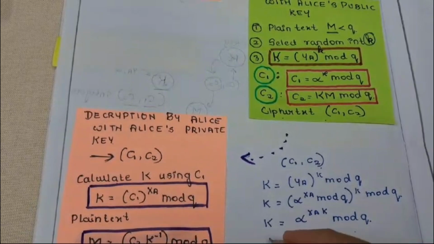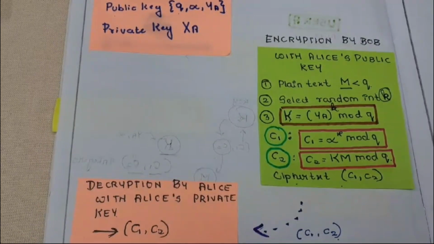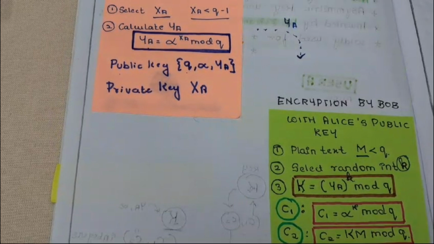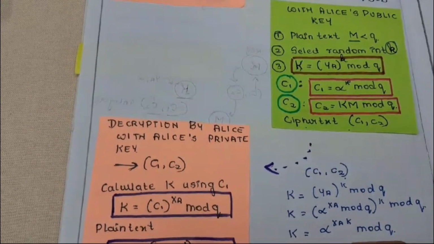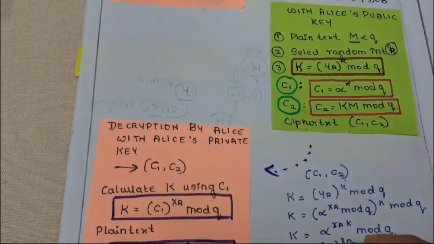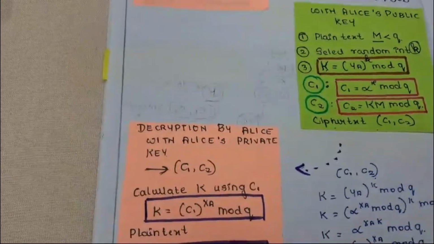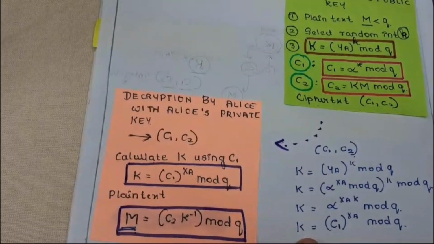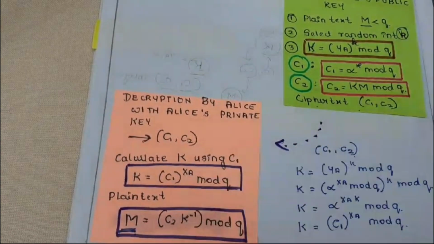Okay. So what we are going to remember is, see, alpha to the power k. What is alpha to the power k mod Q? It is nothing but C1. So go replace it with it. So alpha to the power k, which is equal to C1 to the power XA mod Q. So isn't this the same formula here? Isn't this the same formula? So this is the way we are going to get this formula by using it.